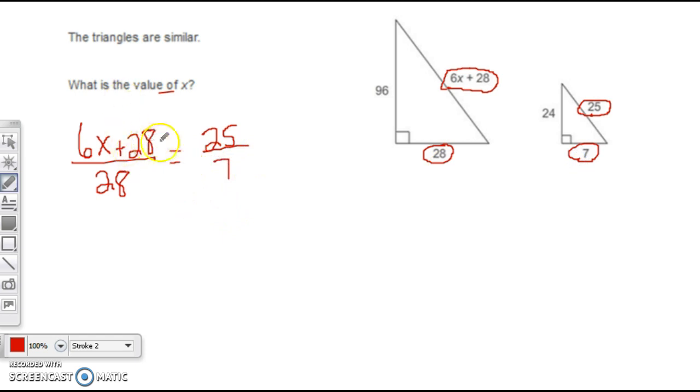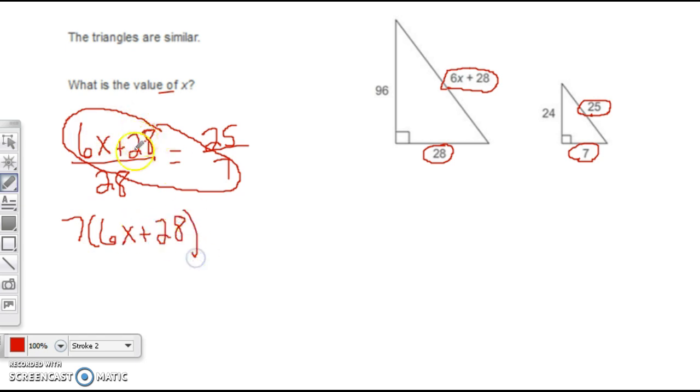And then from here, we can cross multiply. Now this cross multiplying is a little bit tricky right here because you have to make sure that you multiply 7 by each of these pieces. So I'm going to write it out like this. I want to multiply 7 by the 6x and the 28. So I'm going to put that in parentheses. And then I also need to cross multiply this way. I need to do 28 times 25.